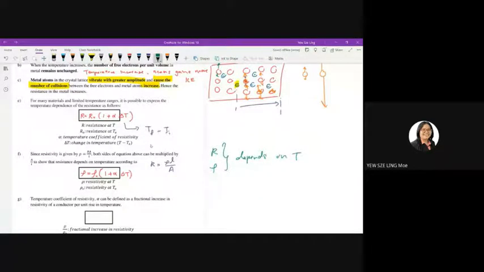Now, sometimes questions will just give you one temperature, then by default our reference temperature will be 20 degrees C. So kalau soalan cuma bagi Anda satu temperature, dan satu lagi, kita boleh anggap dia 20 degrees C.